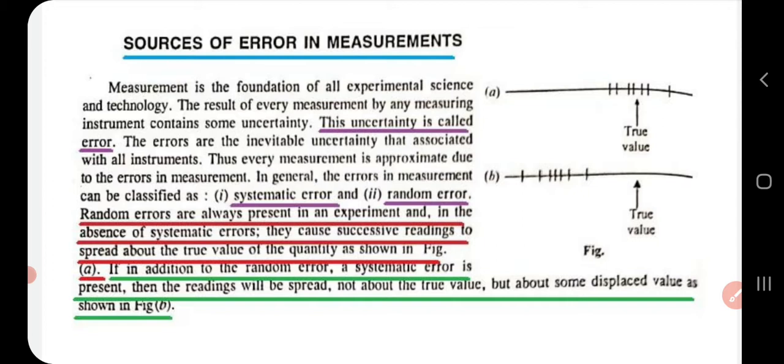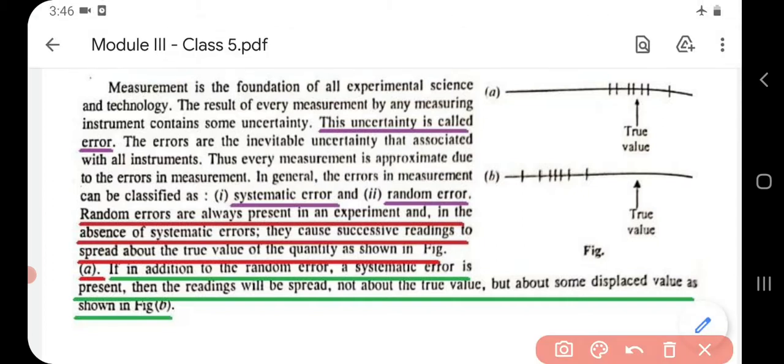Now, what are random errors? Random errors are always present in an experiment, and in the absence of systematic errors, they cause successive readings to spread about the true value of the quantity, as shown in figure A. This is the first figure. That is, you have an actual quantity there, and the readings that you take in the measurement will spread about the true value. That is called random error.